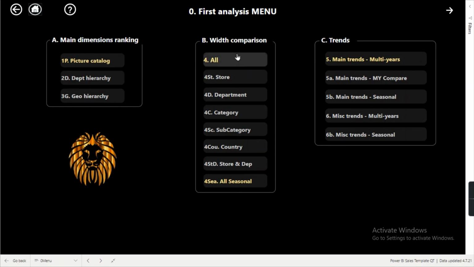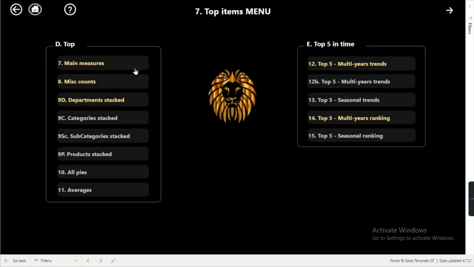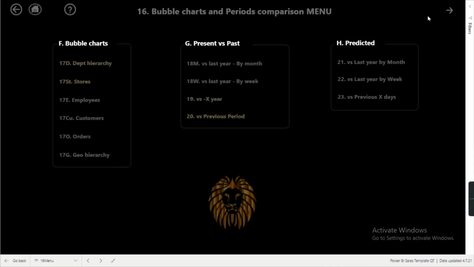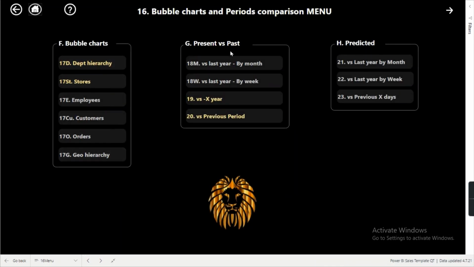For example, this group has a set of pages, one page for each entity dimension: store, department, category, country, and so on. That's a set of pages. Trends, top performers, that's also a subset. Top 5 in time. Bubble chart, a set.